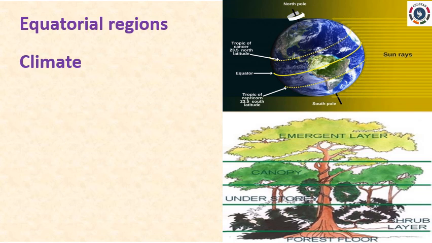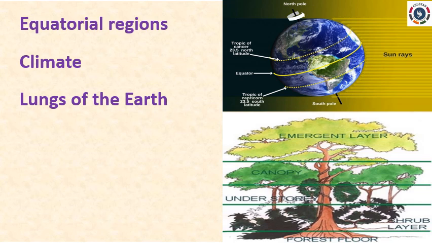Next is about climate. Since the region is located in the torrid zone, it has a hot and wet climate. In the equatorial region, the average temperature is 30 degrees Celsius throughout the year. And this region has equal length of day and night.